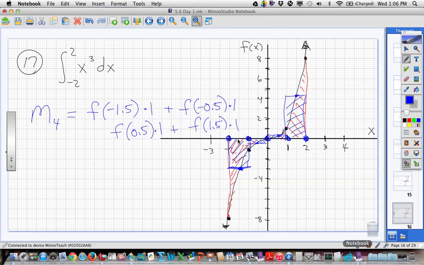Now you got to do a little more work here. So negative 1.5, we got to cube it.